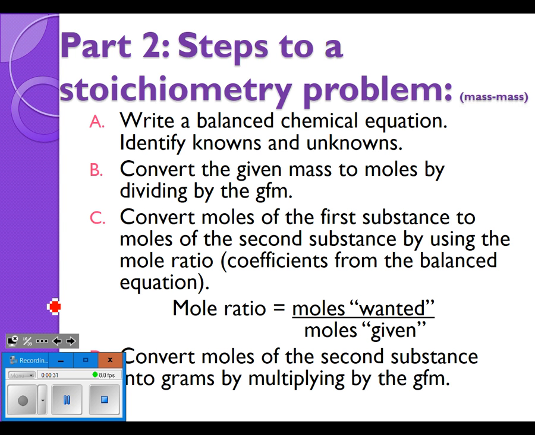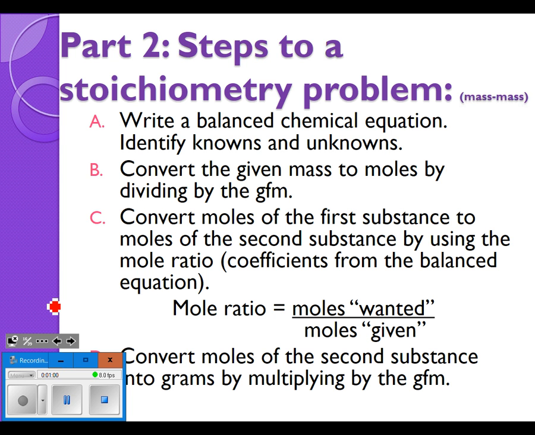You're having to convert from that unit to moles. You're then going to have to do a mole-to-mole ratio, and then convert from moles back to whatever unit. So the steps are really A, B, C, D. And if you can remember A, B, C, D, you can do this. All right? So you have to have a balanced chemical reaction, and you have to identify what you know and what you're looking for. So identify your knowns and unknowns.